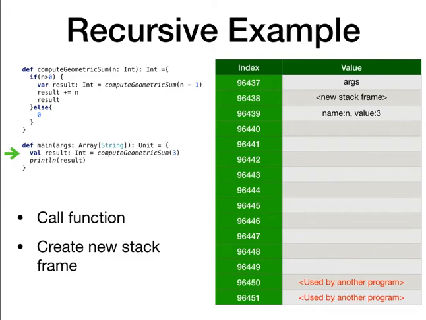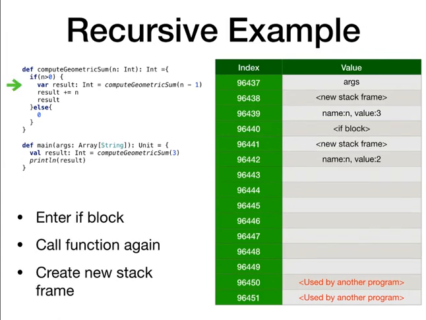So, same thing when we start our program. Our command line arguments go on the stack, which we don't have any. We're not using those. And we're going to put our first method call on the stack. We're calling compute geometric sum of 3. Starting a new stack frame, creating a variable named n for the parameter, assigning it the value 3 from the argument, and then running this method.